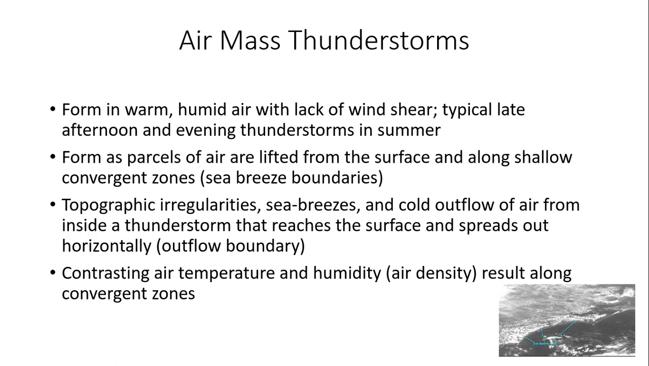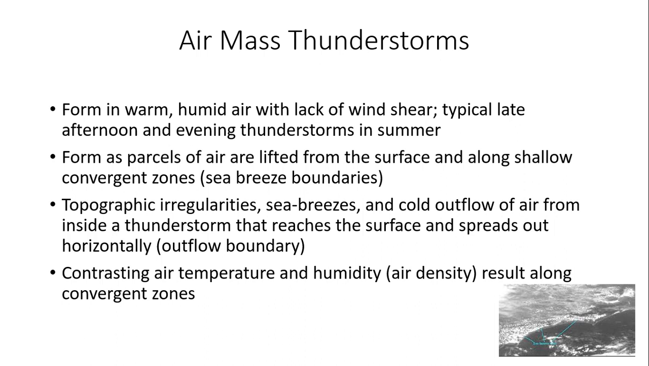They form as parcels of air are lifted from the surface and along shallow convergence zones as well. You can get air mass thunderstorms along the sea breeze boundaries where you have a much hotter land surface as compared to the nearby water, and the wind blows in from the water during the day. Air rises over the heated land, and you can get these scattered air mass thunderstorms develop due to sea breeze effect. Topographic irregularities, as well as these sea breezes, and cold outflow of air from inside a thunderstorm that reaches the surface and spreads out horizontally, where you have outflow boundaries.